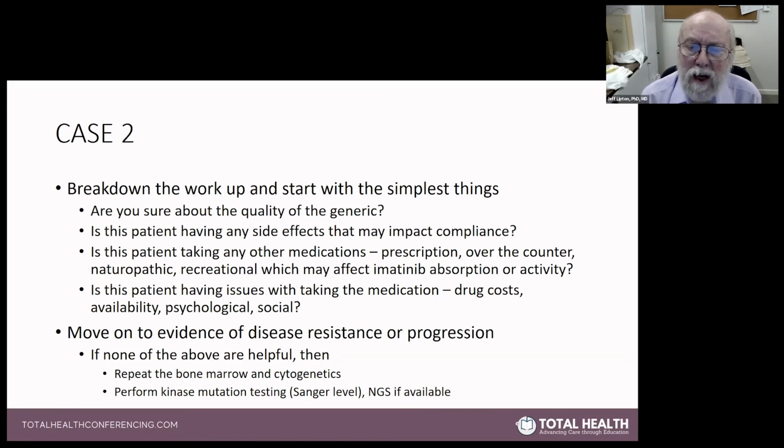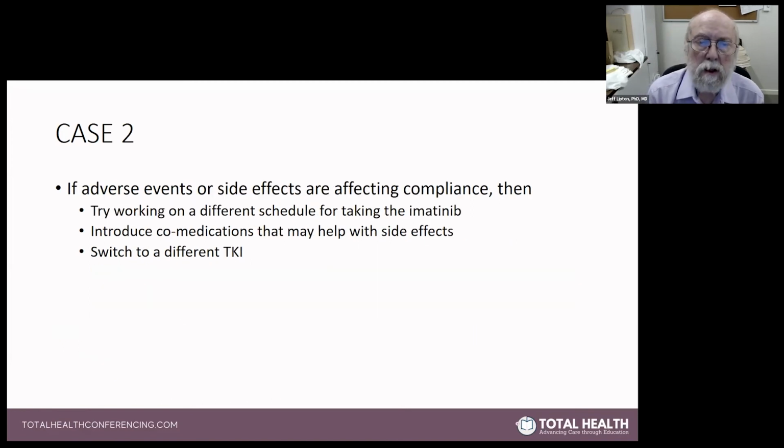Can the patient pay for the drug? Or are they skipping doses because they don't have the drug all the time? Is the drug not available all the time because he's maybe dealing with a pharmacy that doesn't get it to him on time? Does he have psychological or social issues about just wanting to be treated? And these are not things you should ignore. If none of these are the case, repeat the bone marrow cytogenetics and do kinase mutation testing by Sanger, which most of us have available, or by NGS.